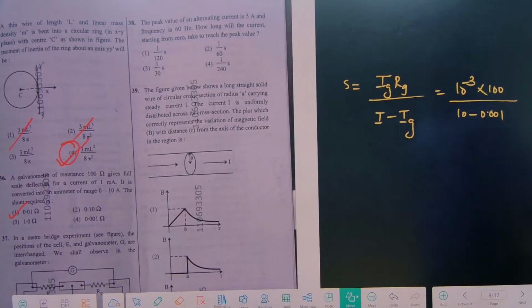So the peak value of an alternating current is 5 ampere and frequency is 60 hertz. How long will the current, starting from 0, take to reach the peak value?